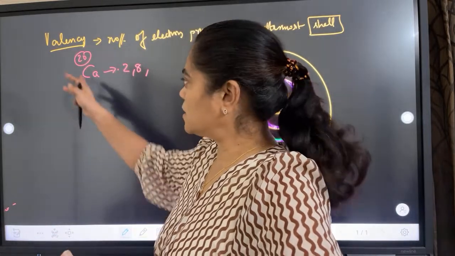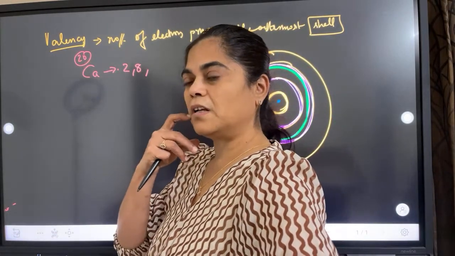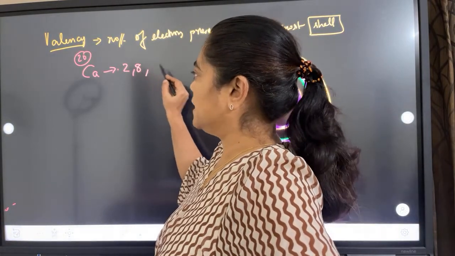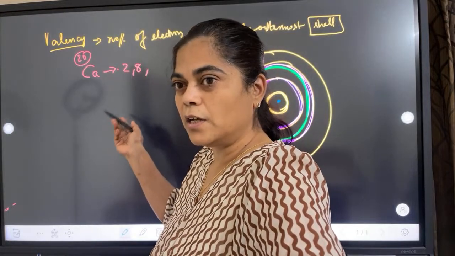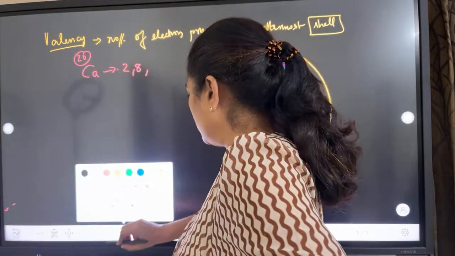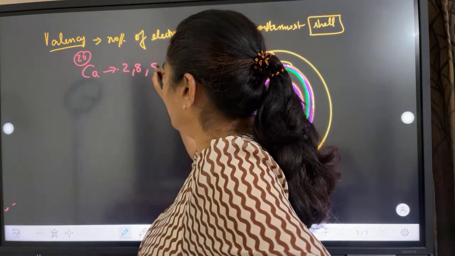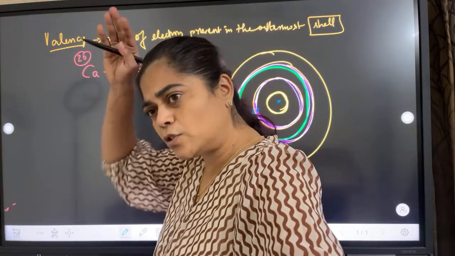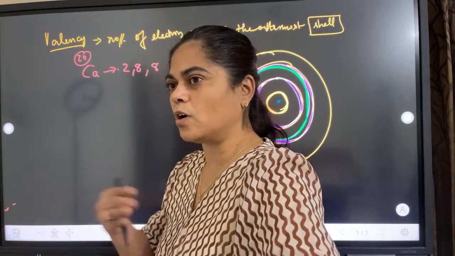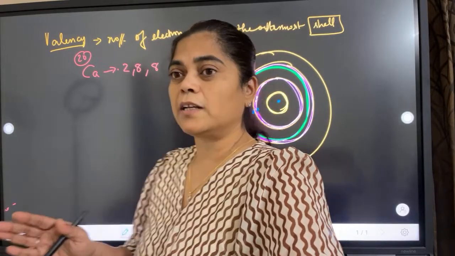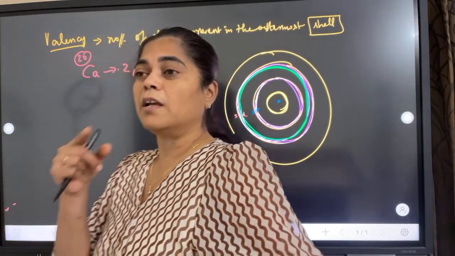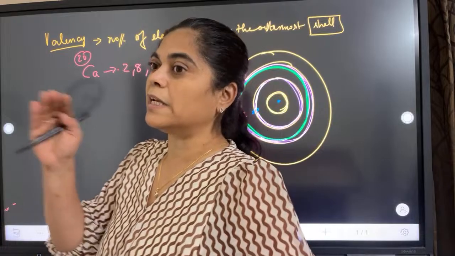So what is the remaining here? 10. But you don't write 10 like that. For an octet configuration, you should write after 2: 8, 8, 8. Why after 2? Because the number of electrons possible in the first orbit is 2 alone, not more than that. So the first orbit is an exemption. You can't write 8, so hydrogen is not an inert gas. Helium also we don't consider as inert.